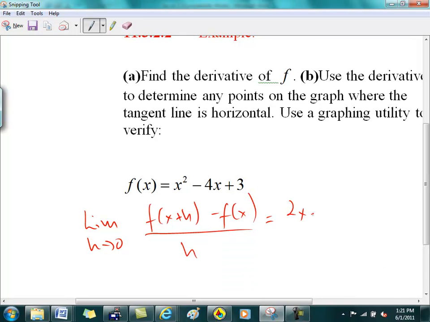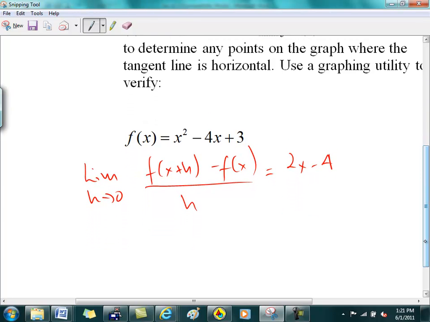Is 2x minus 4, which is correct. So what does this all mean? Well, if you want to take a look at the graph of this function, your graph should look something like this. Right? It's a quadratic. Does everybody see where the numbers 1 and 3 come from? If you want to factor this, wouldn't those be your intercepts? Right? So that's where that comes from.